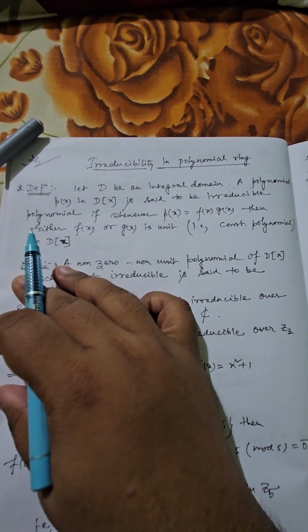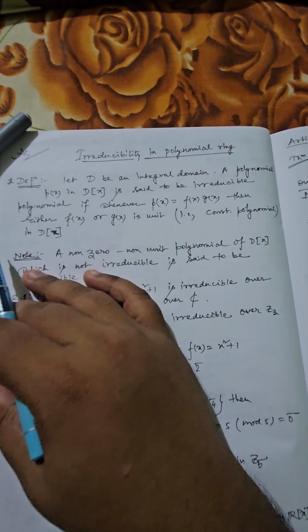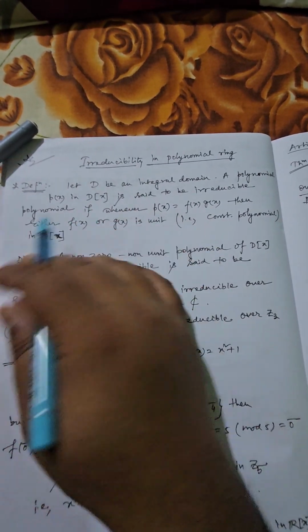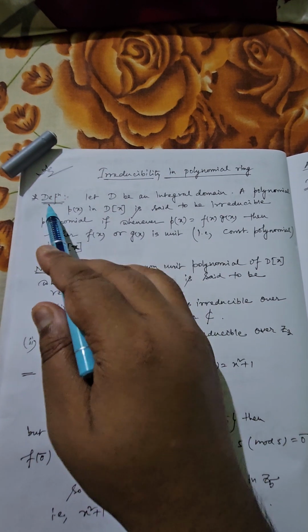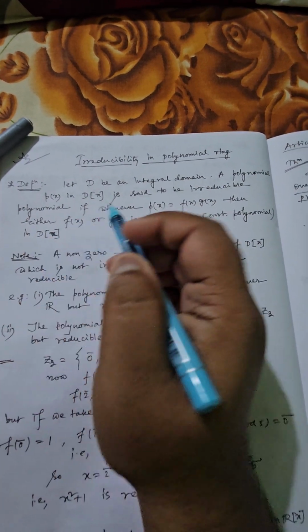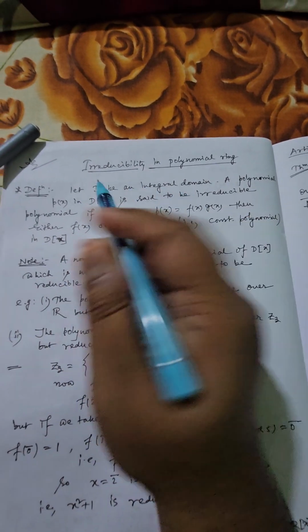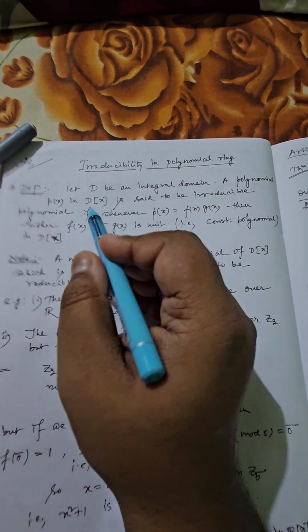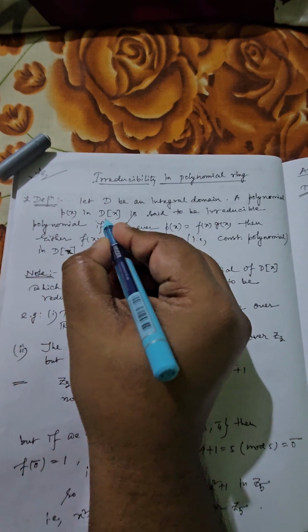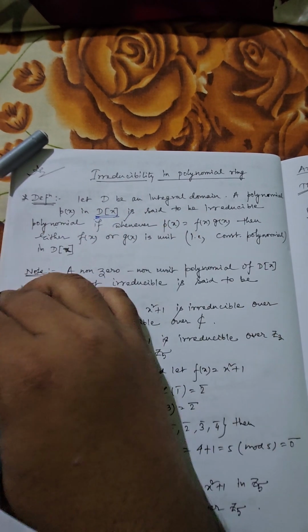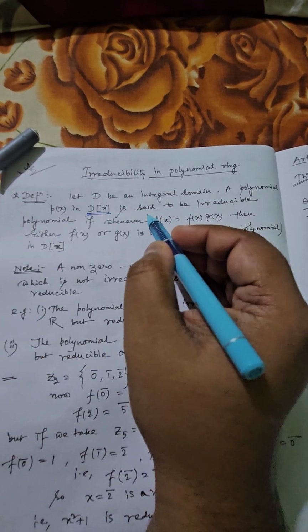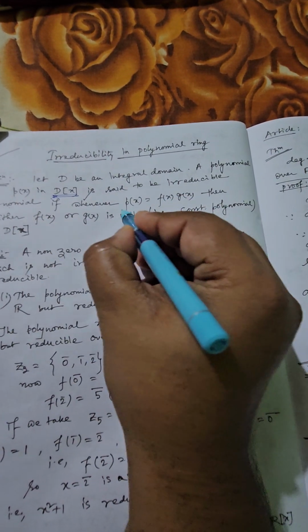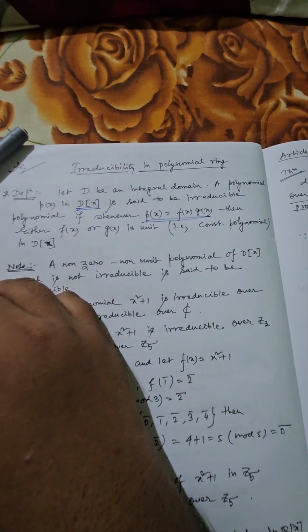In this video I am going to discuss irreducibility in polynomial ring. First of all we need to know the definition of an irreducible polynomial. That's why I have given the definition. Suppose we are considering some integral domain D, then a polynomial p(x) taken from D[x], which you can pronounce as D adjoint x, is said to be an irreducible polynomial whenever we can write p(x) in the form of f(x) times g(x).